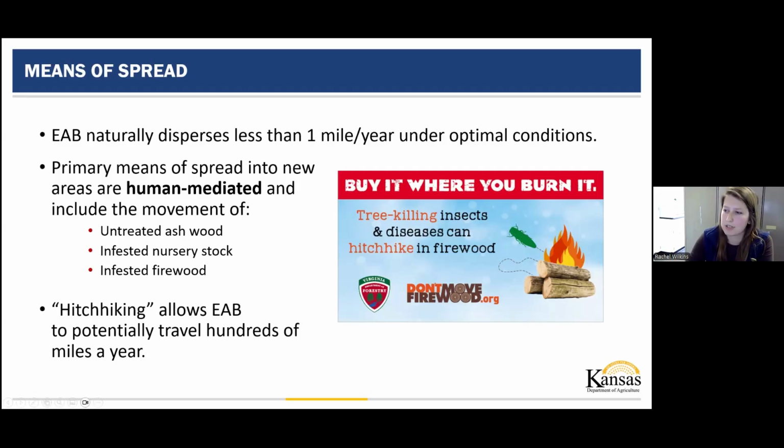And that's why there's an entire "don't move firewood" campaign going on, because moving firewood can really help spread these invasive insects. And so what they've coined is hitchhiking, when these insects are in these products and these products are moved. Basically, hitchhiking allows emerald ash borer to travel potentially hundreds of miles within a single year, rather than naturally just dispersing less than a mile each year.